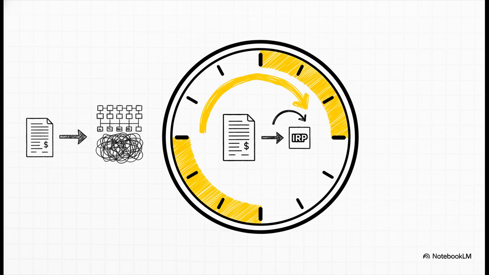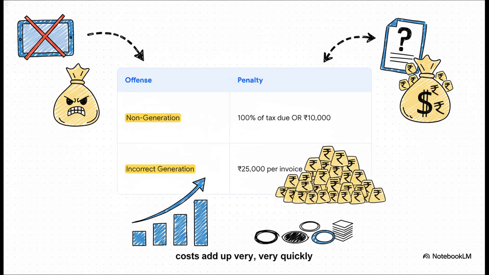So, what happens if you make a mistake? Well, you are on the clock. You have exactly 24 hours to cancel that e-invoice on the registration portal. If you miss that window, you can still fix it, but you'll have to do it manually on the main GST portal, which is a much bigger headache. So, speed is everything.